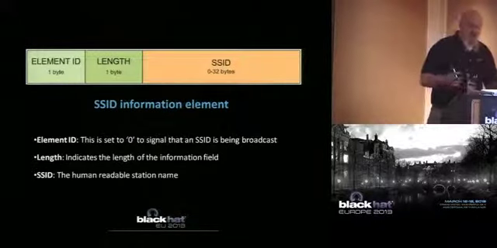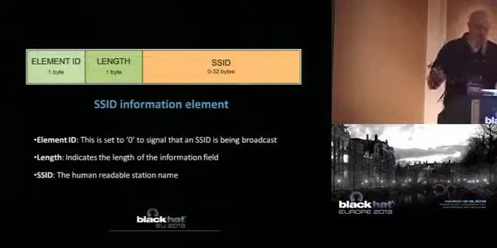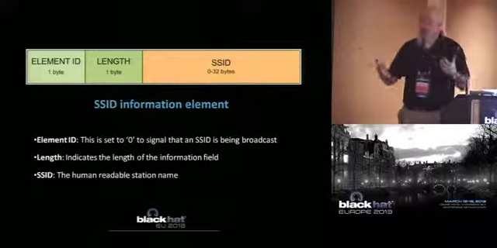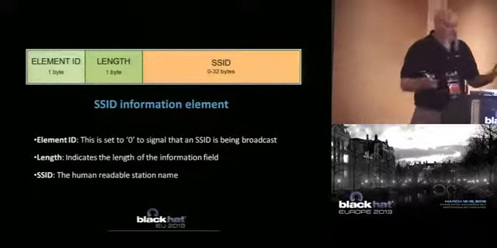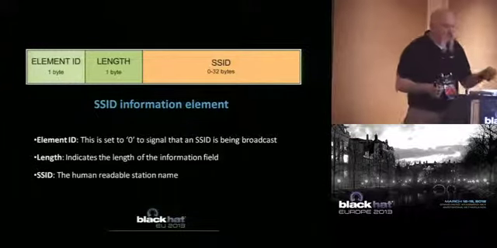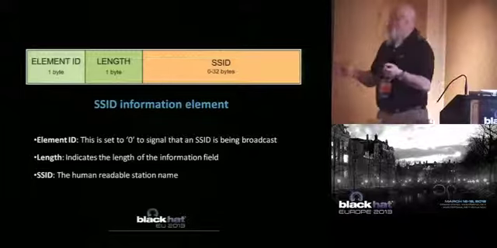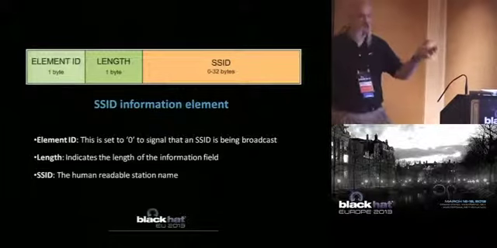The SSID information element is made up of 3 general pieces. The element ID, which is set to 0, basically saying that the SSID is being broadcast. The length indicates the length of the information field, and it is also 1 byte. And then we get into the SSID, the human readable station name. And this can be up to 32 bytes or 32 characters.